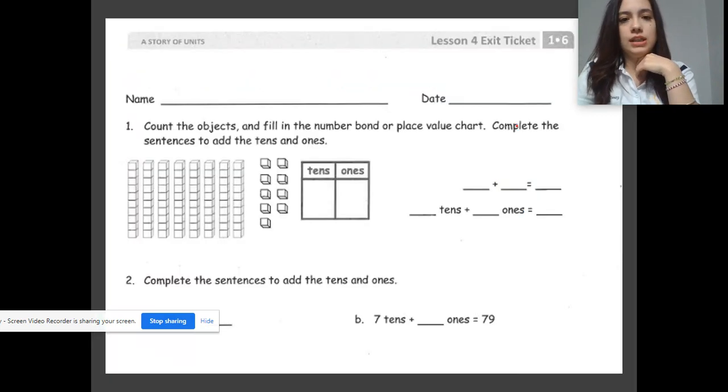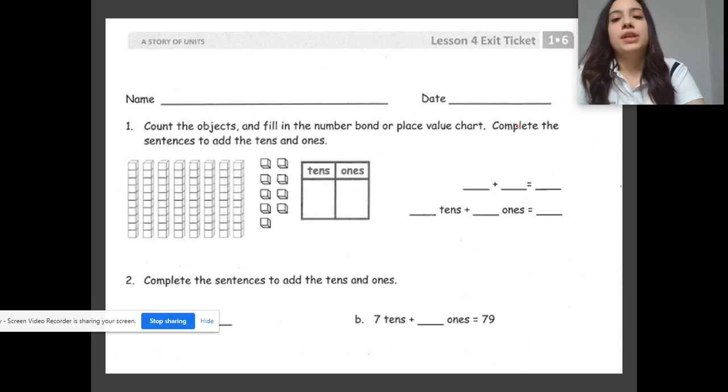And last but not least, you're going to complete your exit ticket. Name, date, and goal. I see some of you that have turned them in with writing your name, date, and goal, and I'm very proud. Thank you for still following the expectations and continue to follow them. So name, date, and goal. And for number 1, you're going to count the objects and fill in the number bond or place value chart. Complete the sentences to add the tens and the ones.